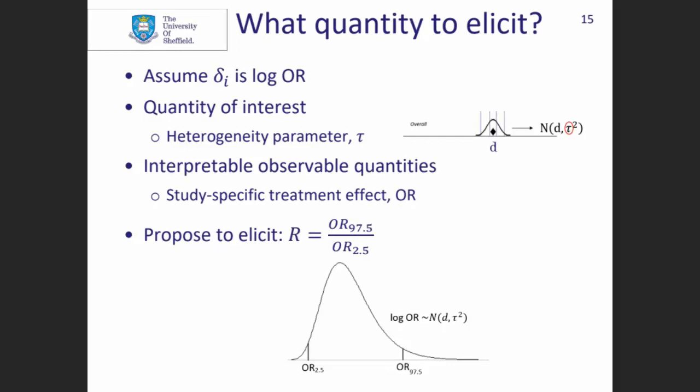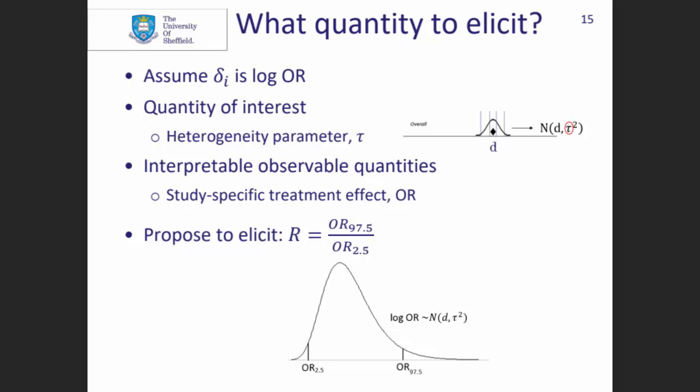And let's assume our data is binary. So the treatment effect that we are interested in this case is log odds ratio. The ultimate quantity of interest that we would like to elicit is this heterogeneity parameter from the normal distribution, tau. As I explained before, normally we do not have an informative prior for the treatment effect d, as we'd like the data to speak for itself. So the only prior distribution we want to construct is for this heterogeneity parameter tau.